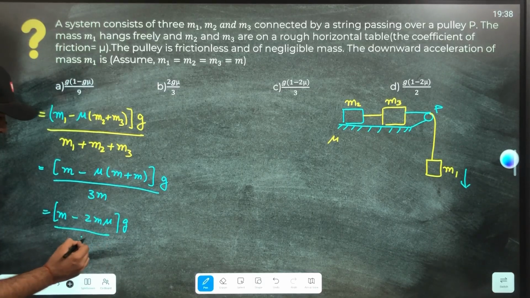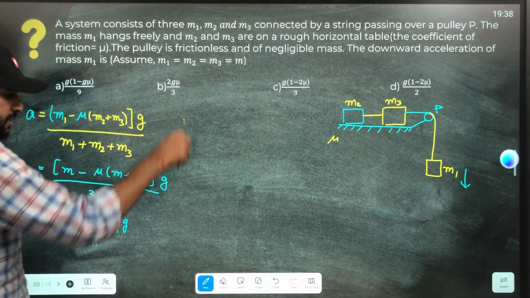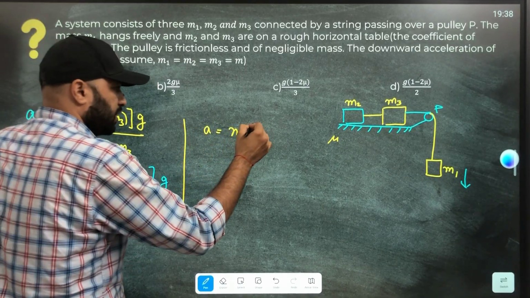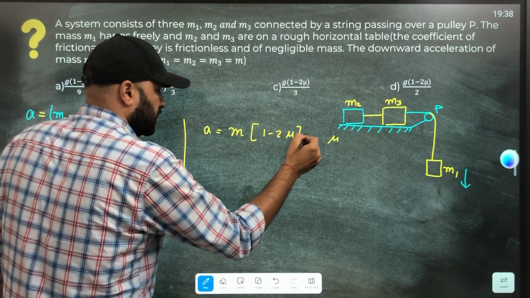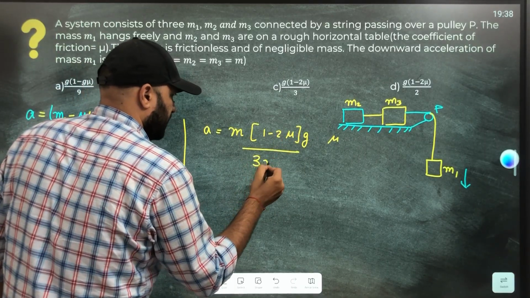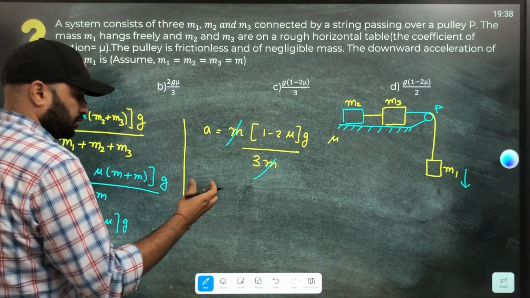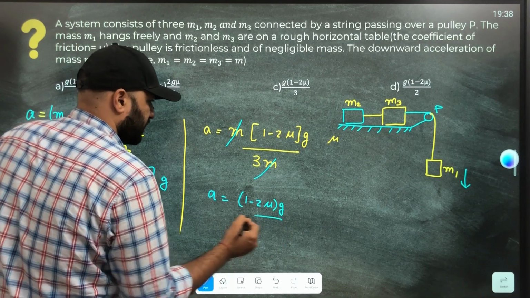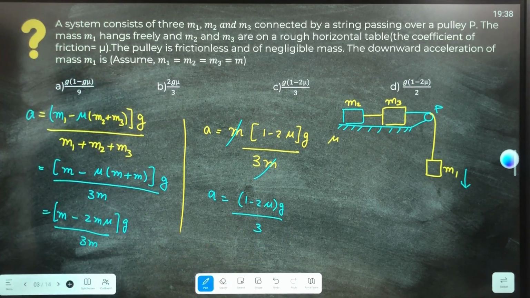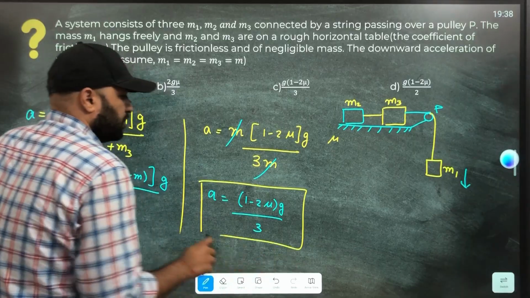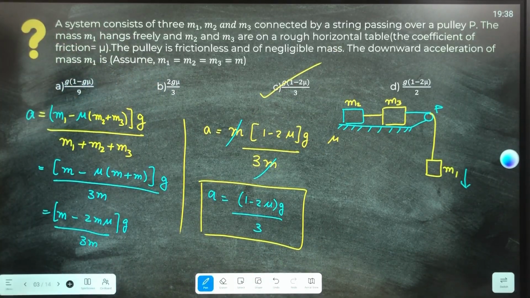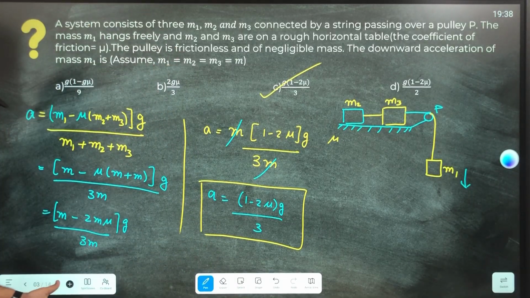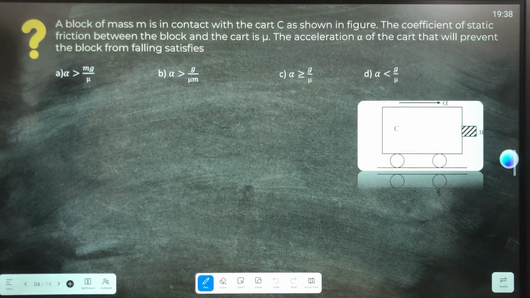G upon 3m, right? Let's take m common out from this expression. So this A will be equals to m taking common out. We are left here with 1 minus 2 mu into G whole divided by 3m, right? Let's cancel out this m with m. A will be equals to 1 minus 2 mu into G whole divided by 3. Let's see if there is any expression like this. Yes, we have such an expression. Option C is correct. Clear? So I hope you are clear with this particular part, right? Let's move to the next one. Great. Let's see the next one.